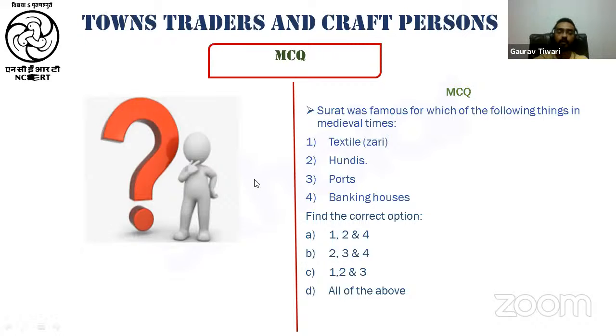Zari of Surat was famous. Yes, hundis were famous. Surat was a port city. Ports were also famous. And since these hundis were issued by banking houses and money exchanges, ये banking house और money exchanges जो होते थे, money changers, यही hundi issue किया करते थे. So these banking houses were also famous. Which makes all of them very famous, and D the correct option. Option D correct है.